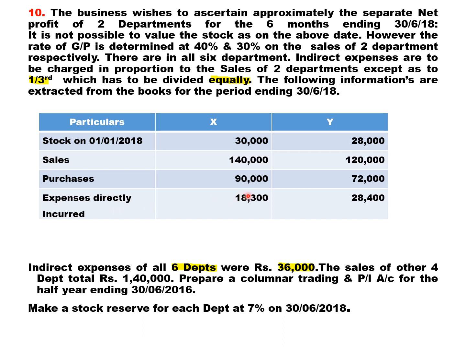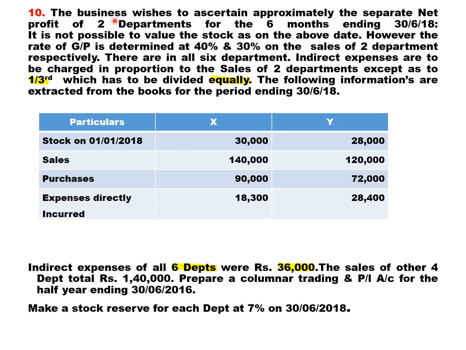Purchases and expenses directly incurred are given for both the departments. Indirect expenses of all 6 departments were 36,000. The sales of the other 4 departments totaled rupees 1,40,000. Prepare a columnar trading and P&L account for the half year ending 30/06/2018. Make a stock reserve for each department at 7% on 30/06/2018.